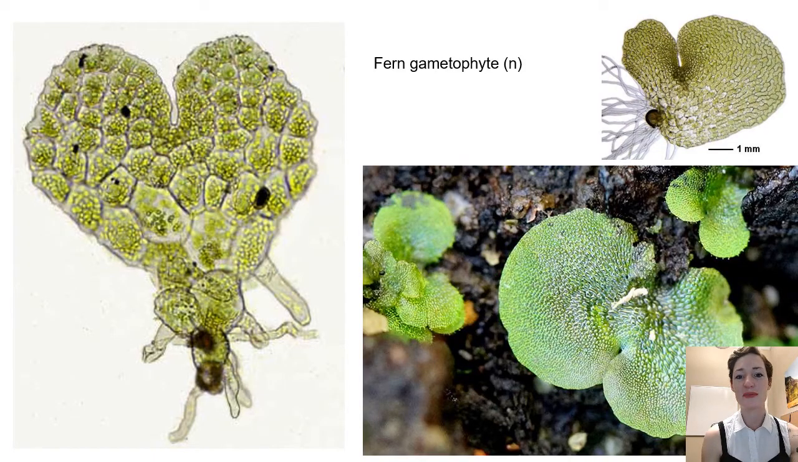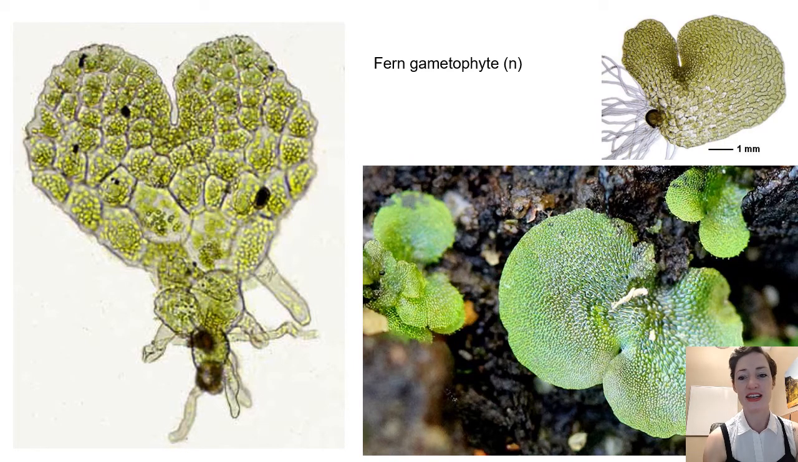Here we see the fern gametophyte. It's a kind of heart-shaped structure. It's just a little flap of tissue. It's photosynthetic. This would have grown from one of those homospores that landed and then grew by mitosis. The cells have multiple chloroplasts inside.